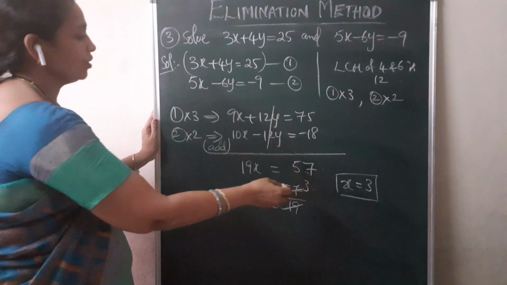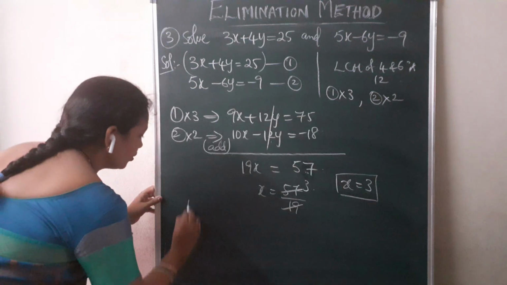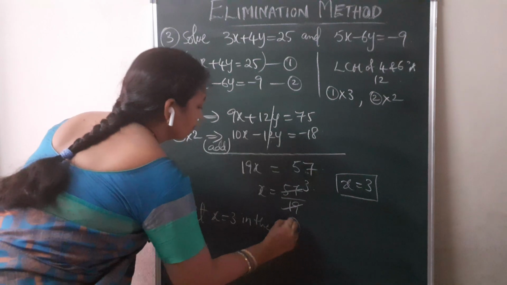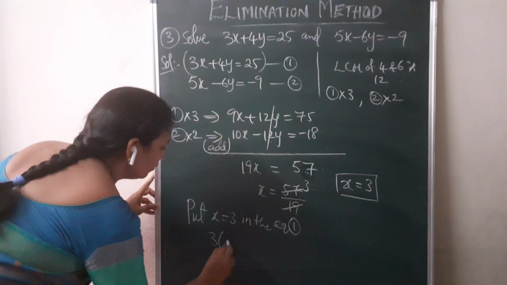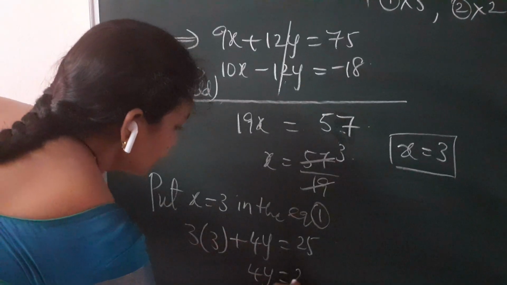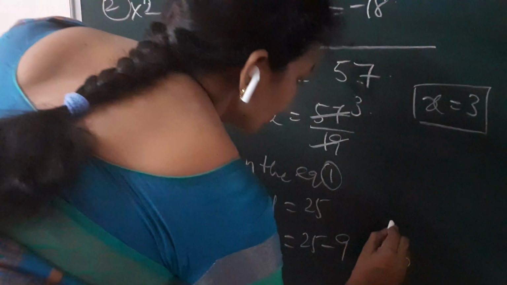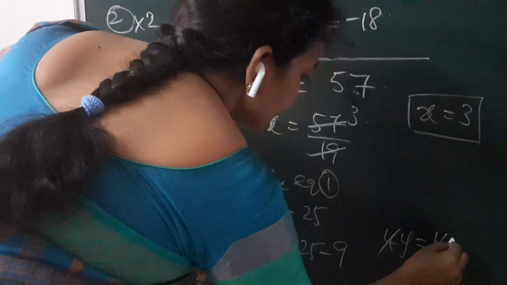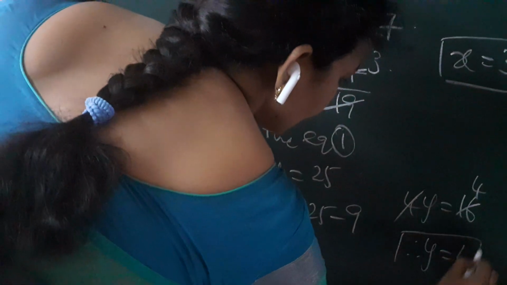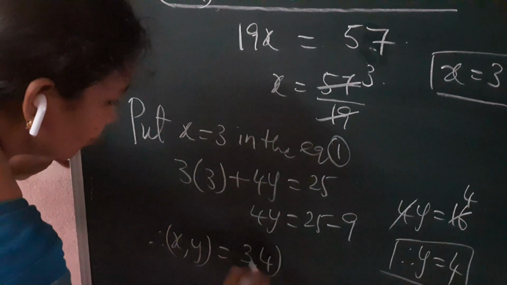Then if x is equal to 3, you substitute in any one of the original equations, and you will get the y value. So put x is equal to 3 in equation 1. The first equation is 3 into 3 plus 4 into y is equal to 25. 4y is equal to 25 minus 9. 3 3s are 9, transpose minus 9. So 4y is equal to 16, and 16 will cancel with 4 fours. Therefore y is equal to 4 you will get. Therefore x comma y is 3 comma 4.